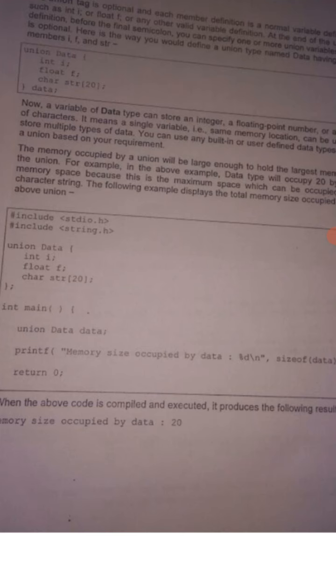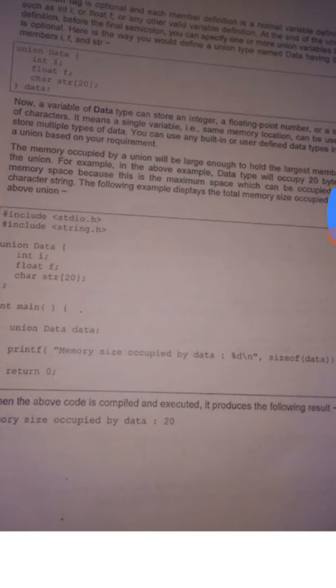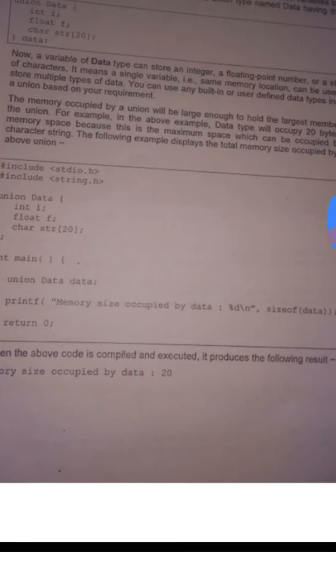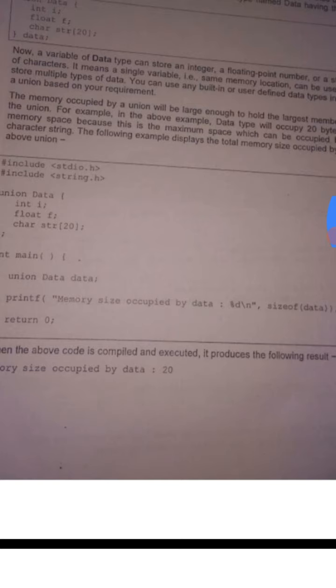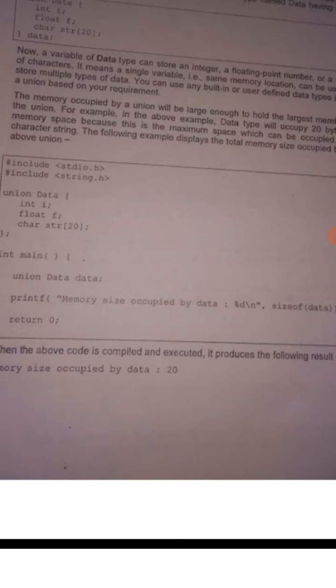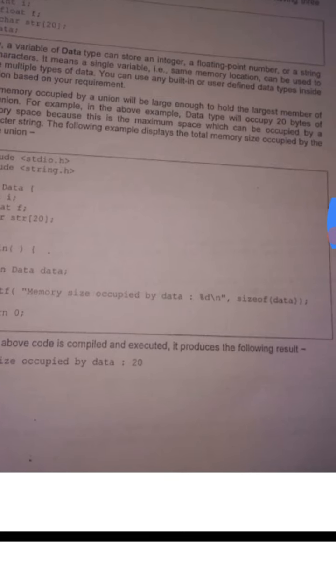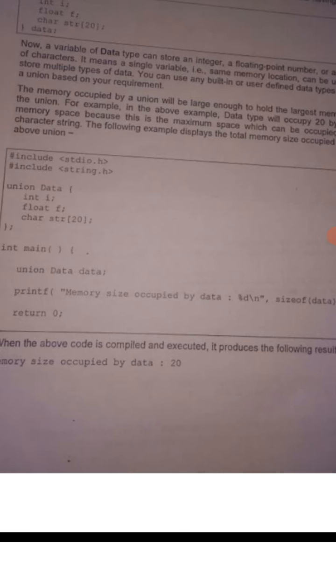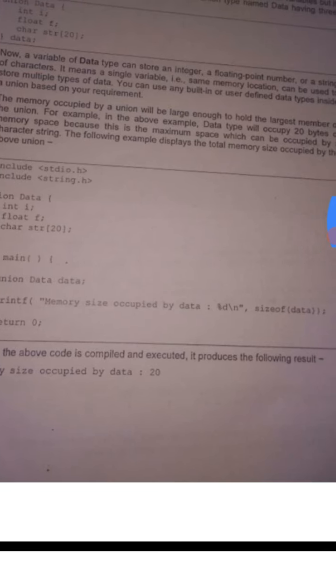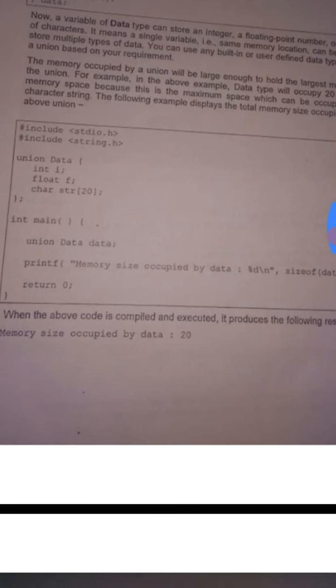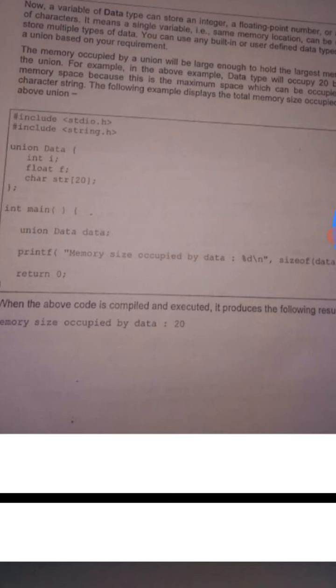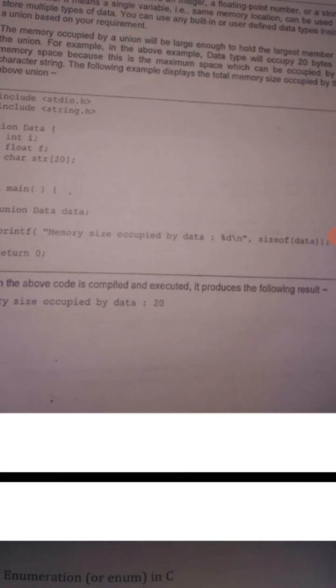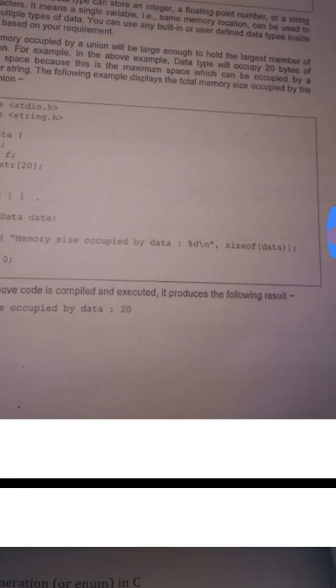You can use any built-in or user-defined data types inside a union based on your requirement. The memory occupied by a union will be large enough to hold the largest member of the union. For example, in the above example, Data type will occupy 20 bytes of memory space because of the character string.